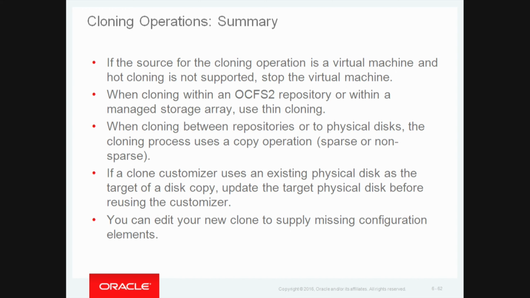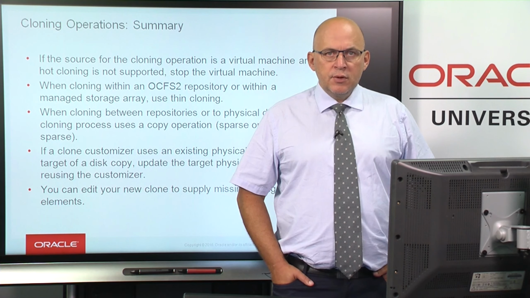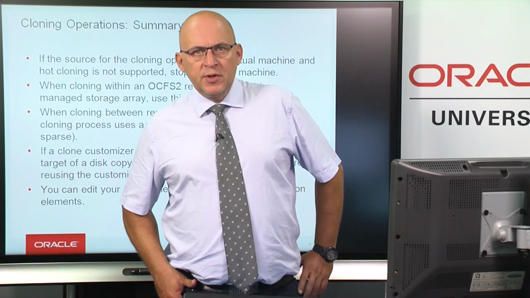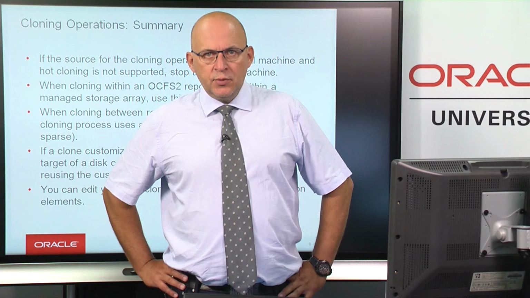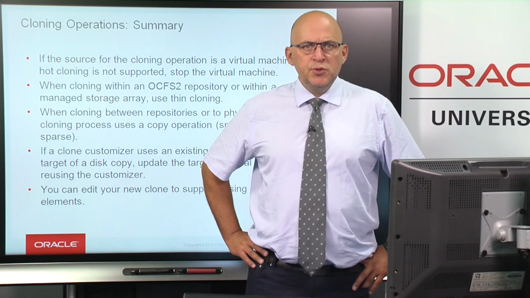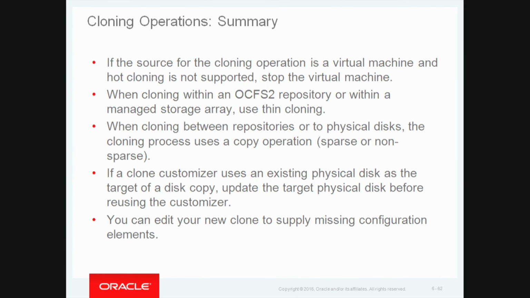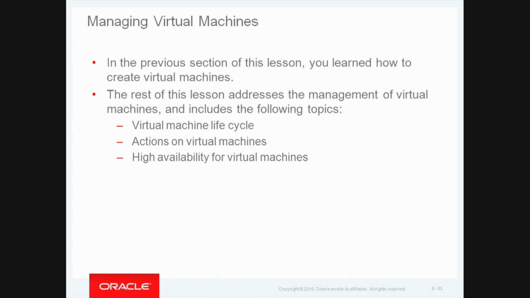So remember that you have two kinds of cloning, hot and cold. Cold cloning always gives you consistency. When cloning with an OCFS repository or within managed storage, it's better to use thin cloning because you will copy only the part which is written. Cloning between repositories or to physical disks, the cloning process uses a copy operation, so sparse or non-sparse. If you have a clone customizer which is using an existing physical disk as a target, then it might be wise to make an update of the target physical disk, just to have the latest snapshot of the content, and then you can edit your new clone, always to supply missing information. So a clone is always a clone, and you always have to check that this newly generated artifact is consistent with what you have so far.